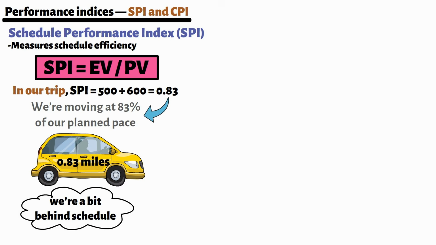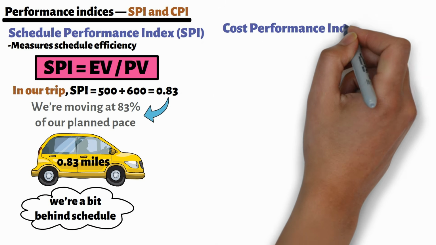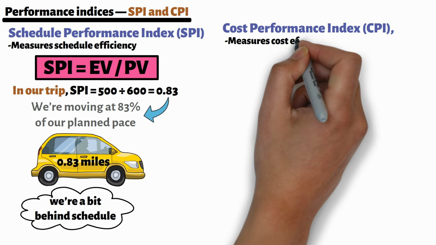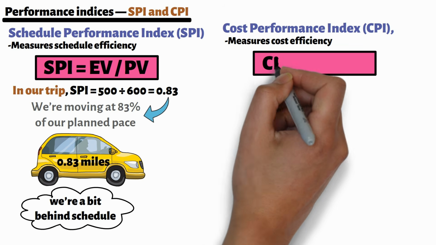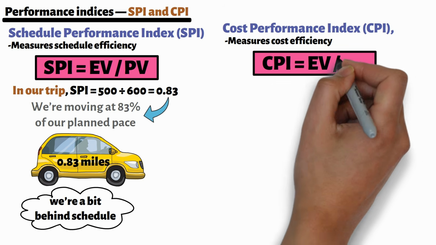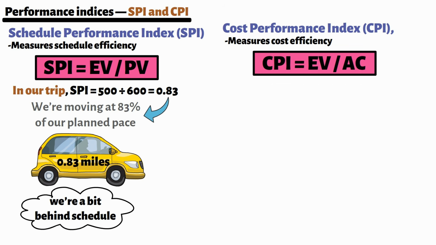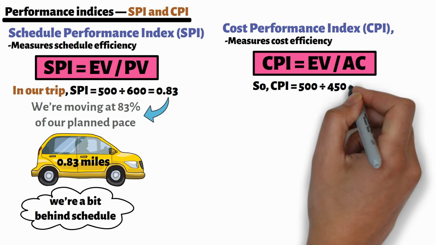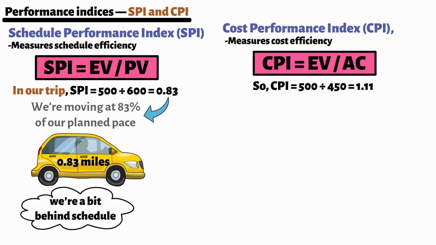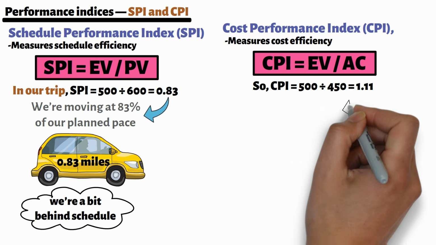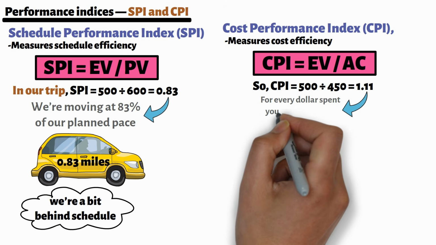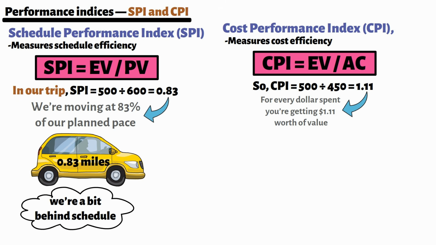Next up, Cost Performance Index, CPI, measures cost efficiency, how well we're managing money. The formula for CPI is equal to EV divided by AC. So CPI equals 500 divided by 450 equals 1.11. That means for every dollar you've spent, you're getting $1.11 worth of value. Nice, you're traveling efficiently, saving money, and stretching your budget.